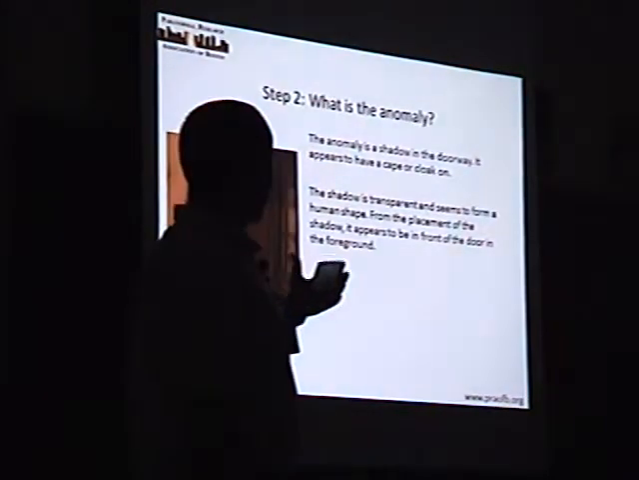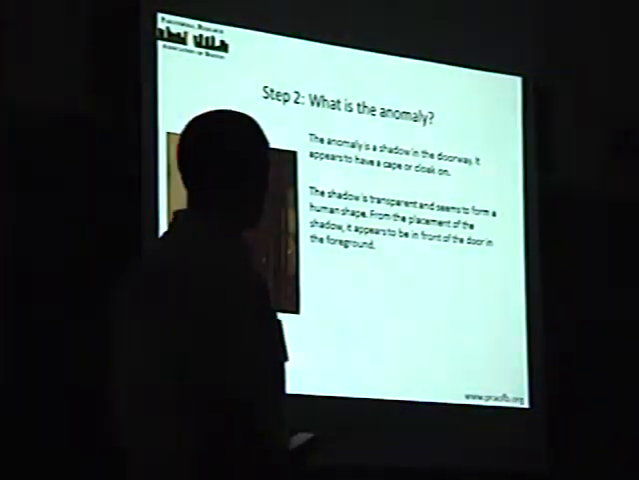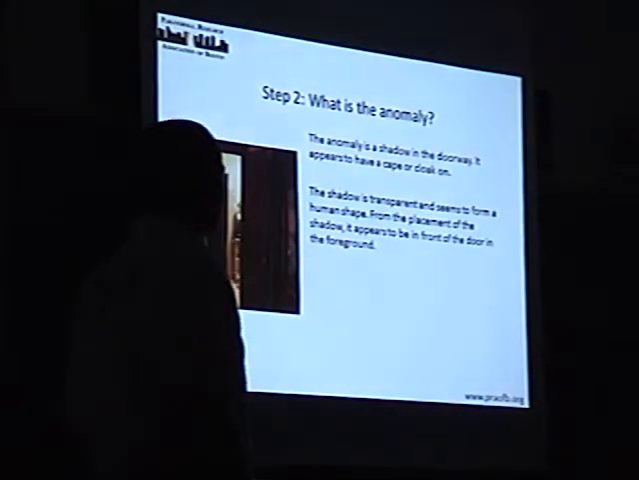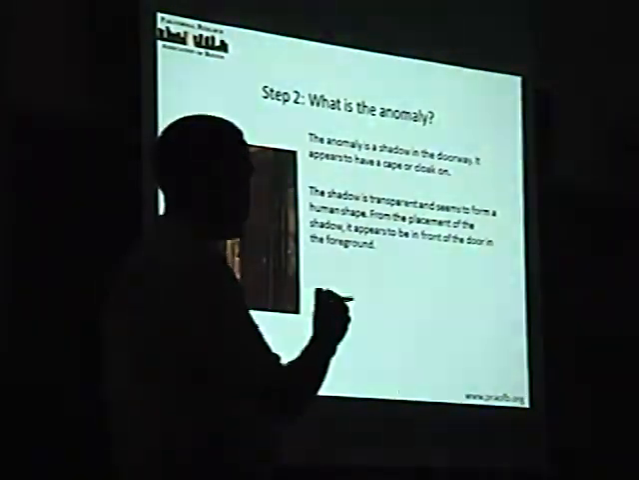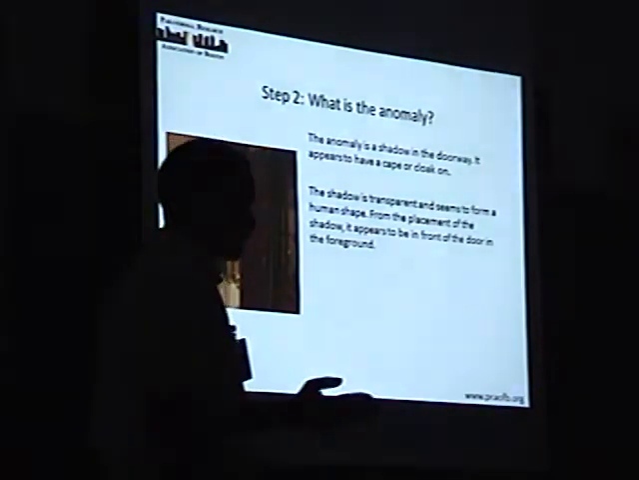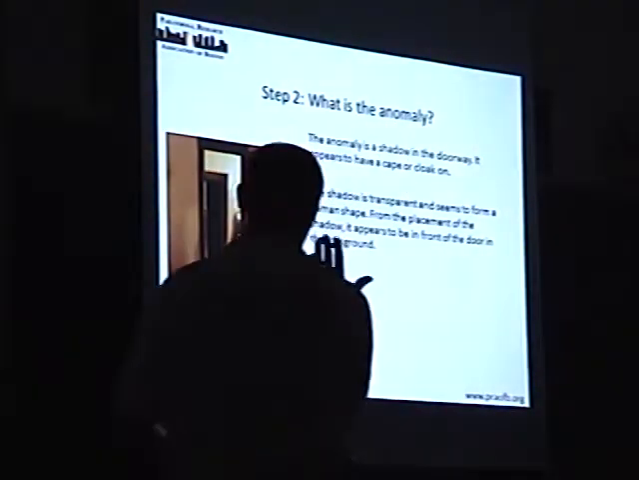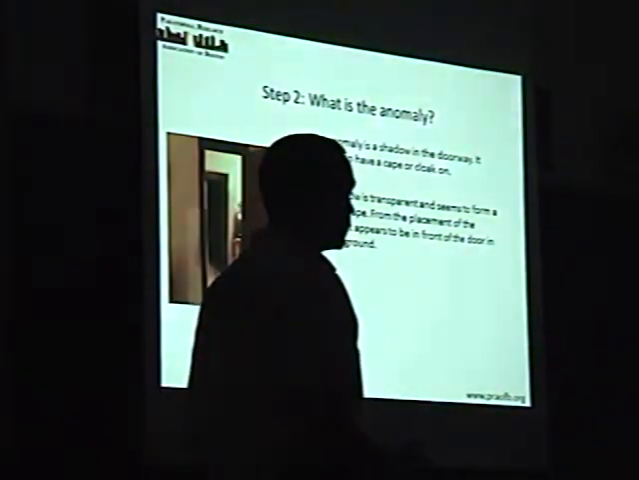Okay, the anomaly is a shadow in the doorway. It appears to have a cape, as we said, or a cloak on. The shadow is transparent and seems to form a human shape. From the placement of the shadow, it appears to be in front of the door in the foreground. We're all in agreement? Okay. We're all awake? Excellent. Where is it? In the foreground, in the front. So you can't see him. Okay. Yeah.